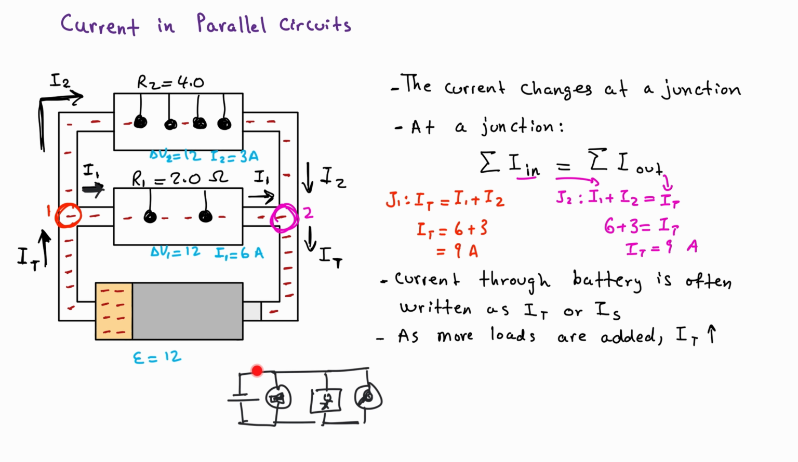And the more current that it is passing, the more charges that are passing, it means that it's recycling more electrons every second and is being used up faster. So that's why your battery dies faster when you turn on all your components. And that's why IT here, or I of the source, the current of the battery, is actually increasing.